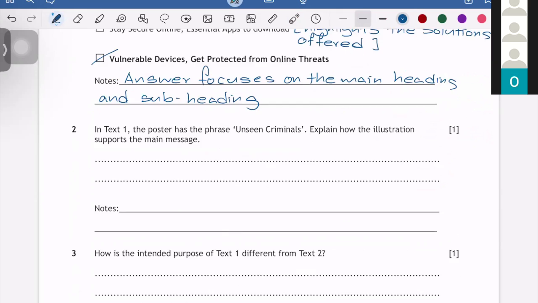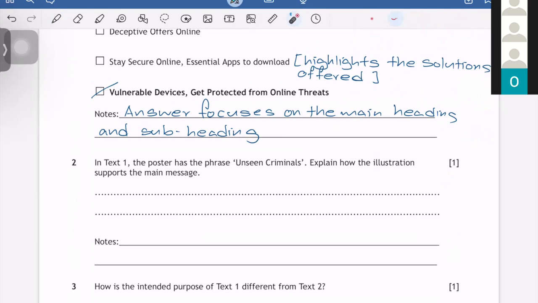Okay, question 2. In text 1, the poster has the phrase unseen criminals. Explain how the illustration supports the main message. Take note, they're talking about text 1. They have made reference to the phrase unseen criminal. Explain how the illustration, that means they want you to include details of the image.